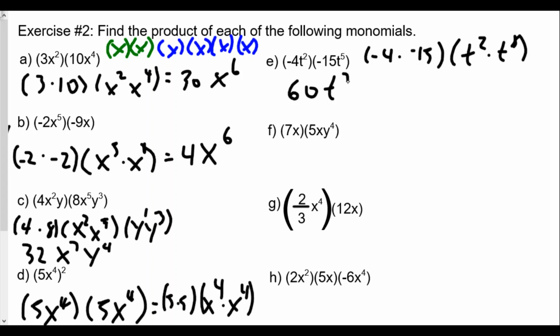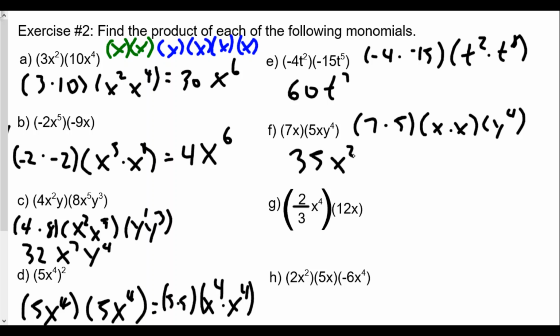So we can kind of see the pattern here. Multiply the numbers with numbers and matching letters by letters. Okay, and then now y the fourth? Well, that's by itself. So we're going to have, in this case, 35 x squared and then y the fourth. Okay, because it's just multiplying. Make this look a little nicer.